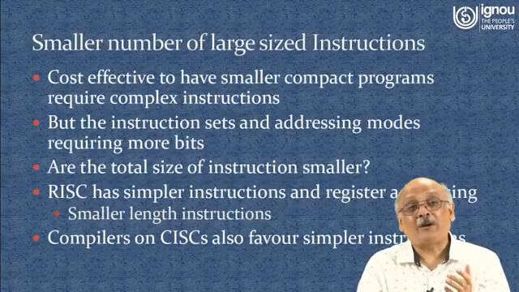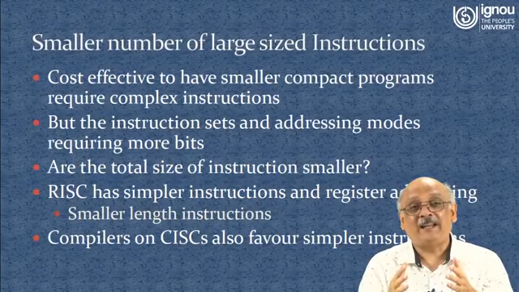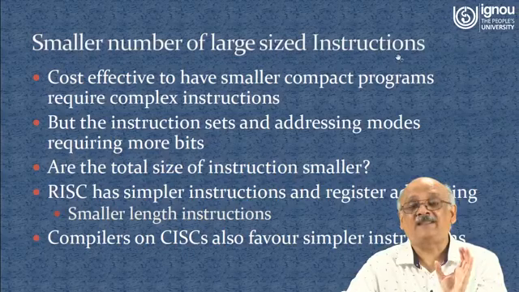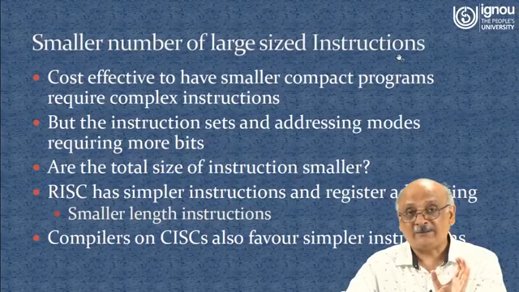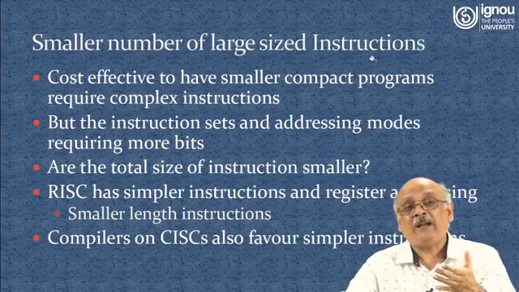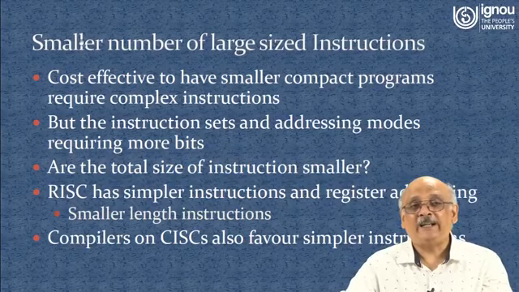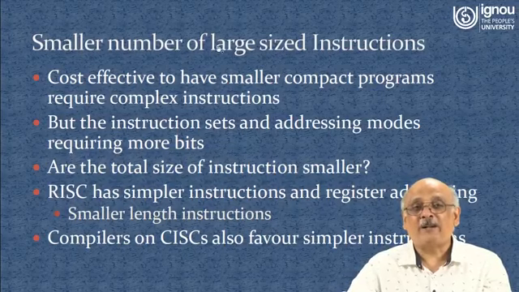If we are talking about simplicity, what do we mean? Is simplicity a smaller number of large size instructions, or a smaller number of small size instructions? In fact, the idea in RISC was a smaller number of small size instructions, not large size instructions. In complex instruction sets, we had a larger number of large size instructions. So it was cost effective to have smaller, compact programs which require complex instructions.